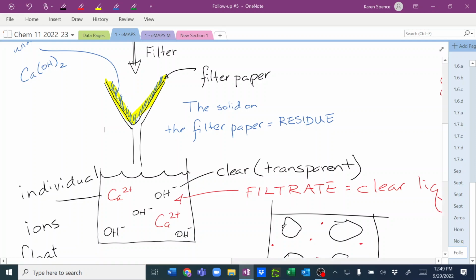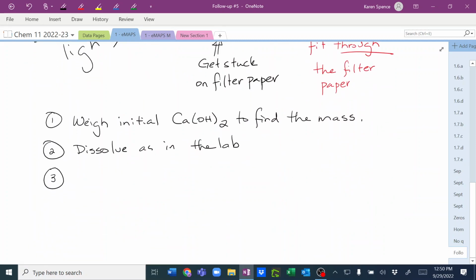You have to measure the filter paper first before you pour anything through it. I've had people suggest that they could scrape off the solid, but it gets really in there and it's really stuck to it. So it's best to measure the filter paper first. So we're going to put that in there.